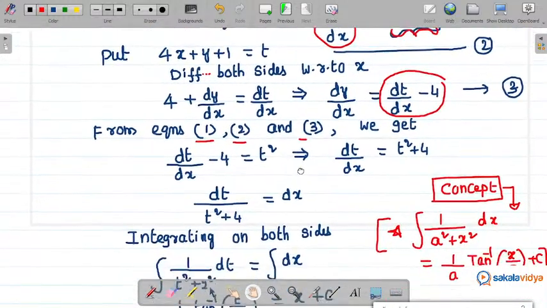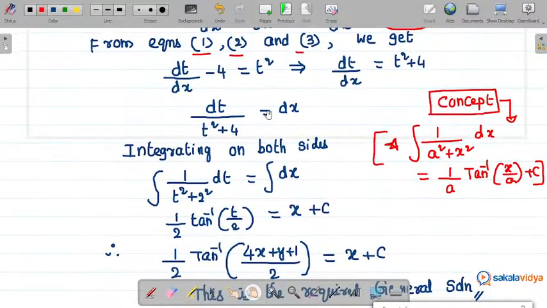Separating the variables, now what do we get? dt by t square plus 4 is equal to dx. So after separating the variables, integrate on both sides. So integrating on both sides, what do you get? Integral of 1 upon t square plus 2 square dt equal to integral dx. Now this is 1 upon 2 tan inverse t by 2 equal to integral of dx, which is x plus c. So we have the concept: integral 1 upon a square plus x square dx is 1 upon a tan inverse x by a plus c.